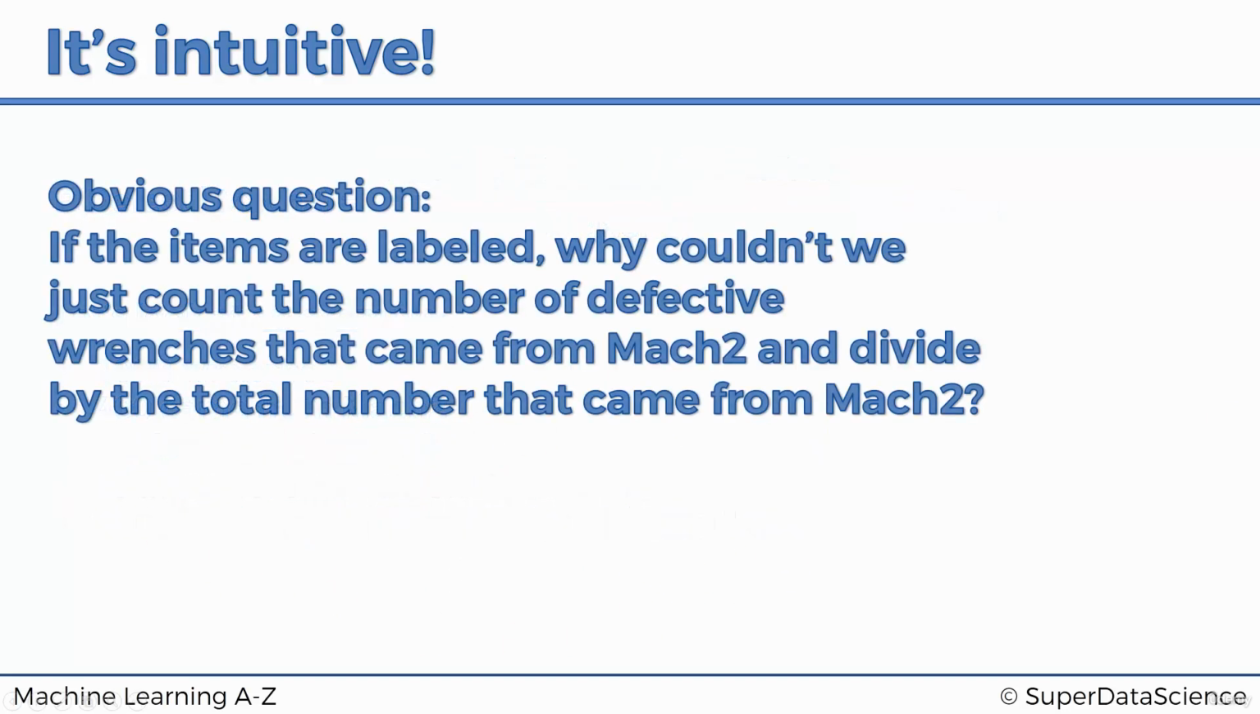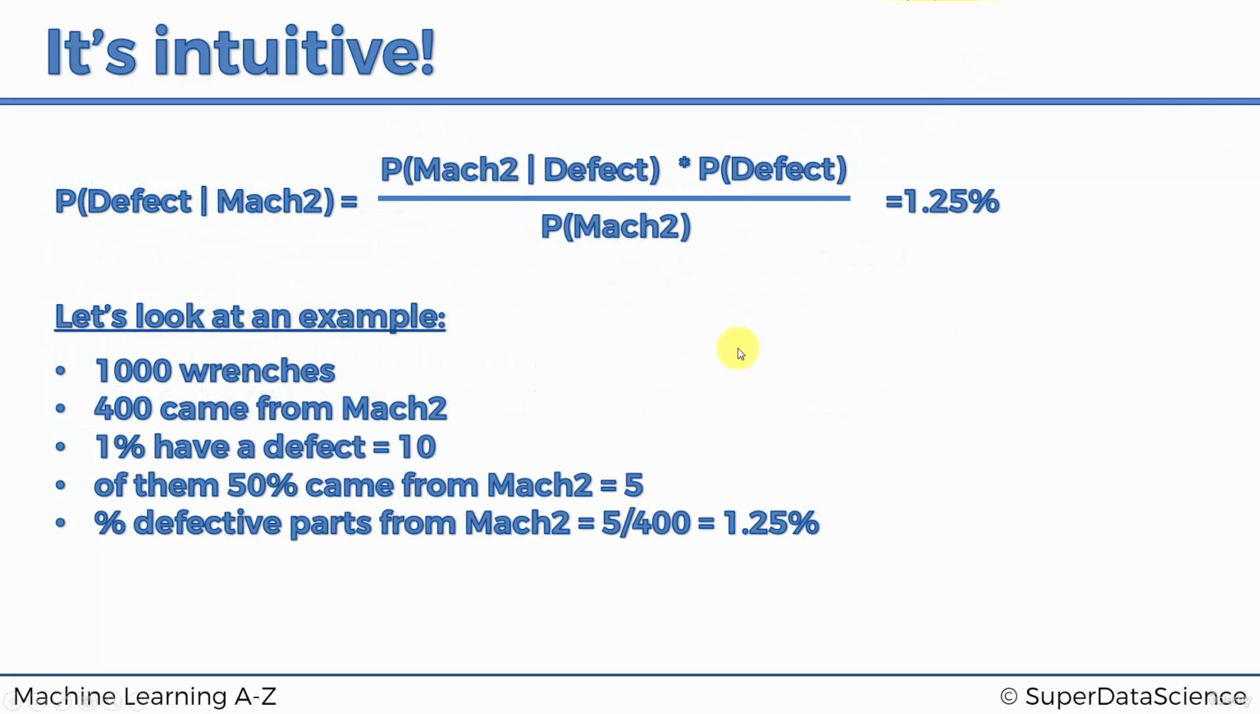So that's the question. If the items are labeled, why couldn't we just count the number of defective wrenches that came from machine 2 and divide by the total number that came from machine 2? So if you think about it, that's exactly what we are doing. So this is the total number of wrenches that came from machine 2. At the top, if you multiply it by the 1,000, we've got the number of machine 2 defective parts: the probability of a part coming from machine 2 given that it's defective, times the probability of it being defective. So at the top, as you remember, we got that 5. So the top is actually the number of defective parts that came from machine 2. At the end of the day, we're actually doing that exact thing.